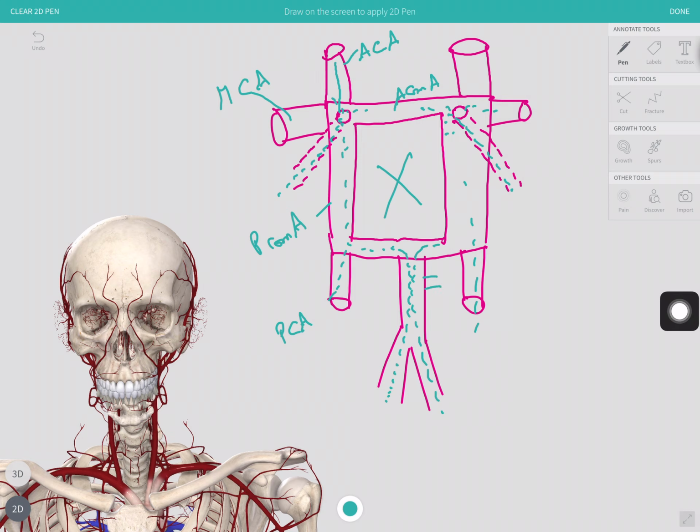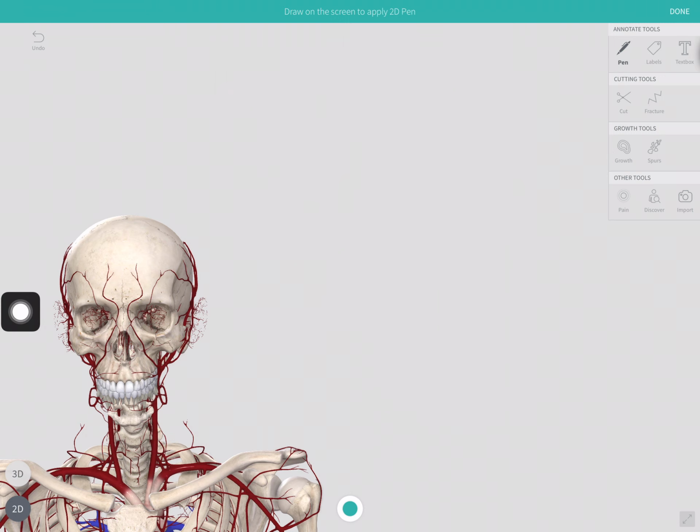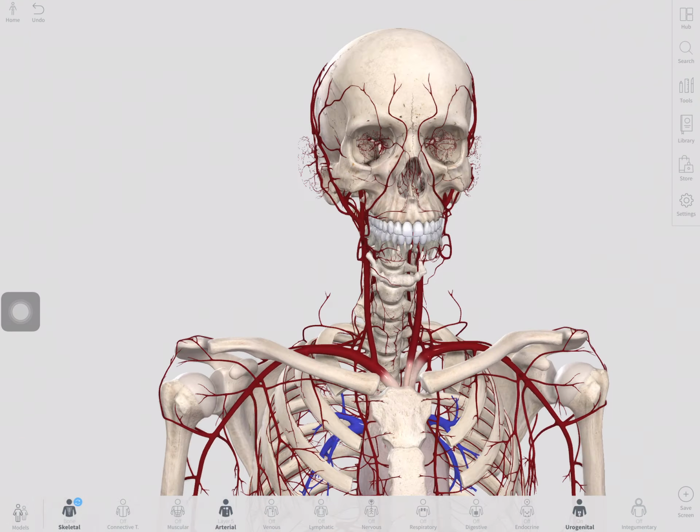Here this supplies branches to the cerebellum, brainstem and this area. So here this circle is formed. From this circle the anterior cerebral artery, middle cerebral artery and the posterior cerebral artery start and distribute to the brain. Now I will show you the anterior cerebral, middle and posterior cerebral arteries. I will remove this circle of Willis picture.